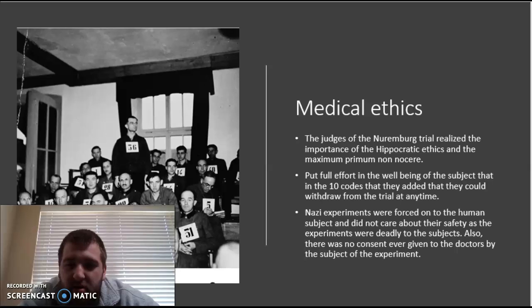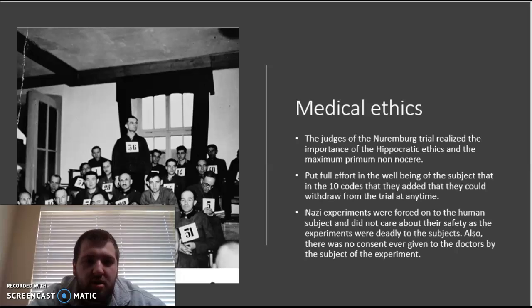Put full effort into the well-being of the subjects, which is one of the 10 codes that they added at the Nuremberg trial, and that subjects could withdraw from the trial at any time. Nazi experiments were forced on the human subjects, who were not cared for, as the experiments were deadly to the subjects. Also, there was no consent ever given to the doctors by the subjects of the experiment. This photo right here is of the Nazi doctors at the Nuremberg trial.